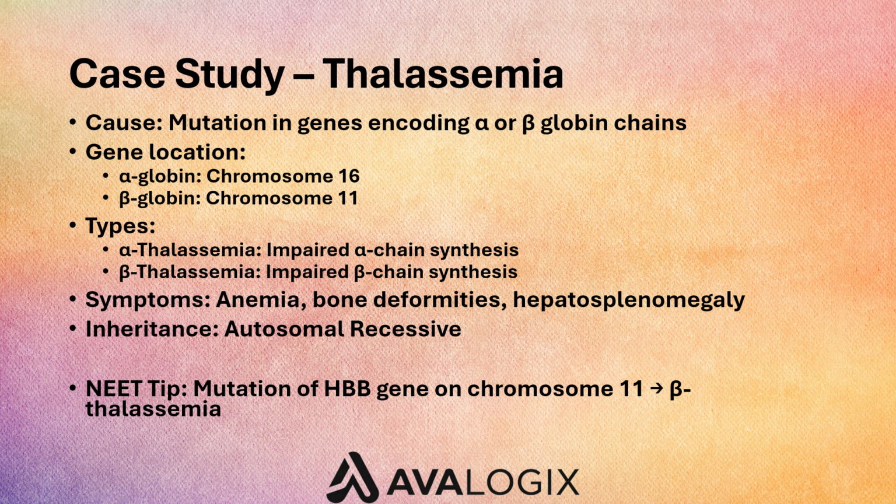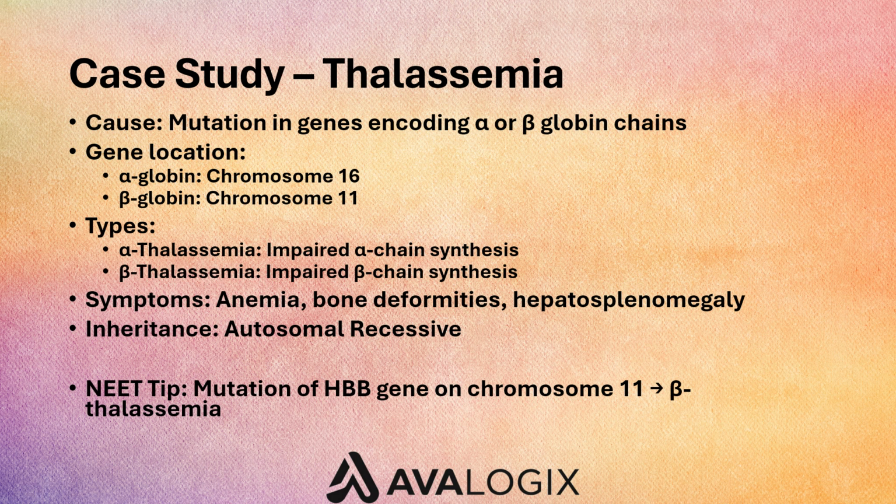Let's begin our case studies with thalassemia, a classic example of a monogenic, autosomal recessive disorder that affects hemoglobin synthesis. This is both highly testable in NEET and critical for clinical practice. Thalassemia is caused by mutations in the genes responsible for synthesizing the alpha or beta globin chains of hemoglobin. Hemoglobin, as you know, is the oxygen-carrying protein in red blood cells, made of 2 alpha and 2 beta chains in adults.